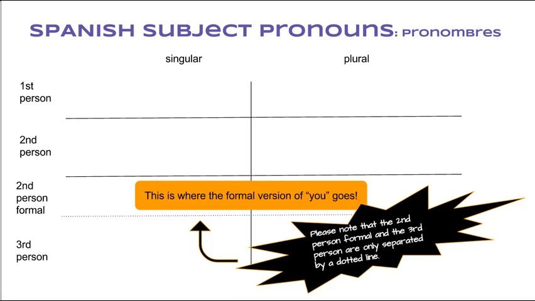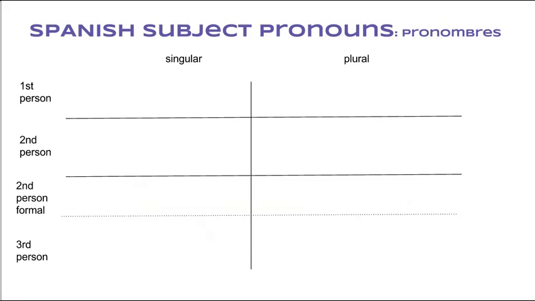Notice that there is a dotted line between the second person formal perspective and the third person perspective. This will be important when we learn how to conjugate. For right now, just know that there are two versions of the pronoun you, informal tú and formal usted. Let's put the pronombres we know in this graphic organizer.